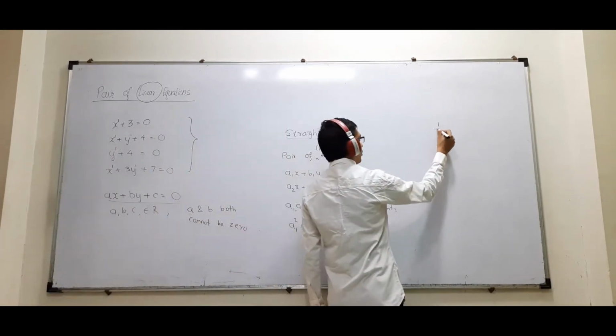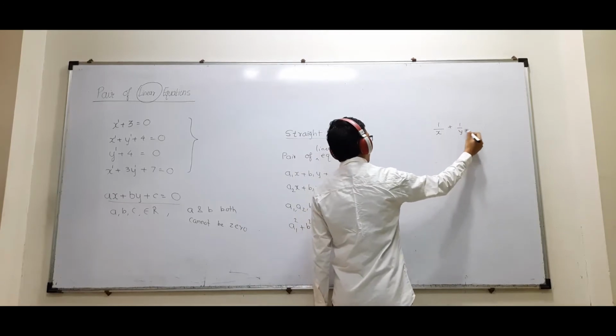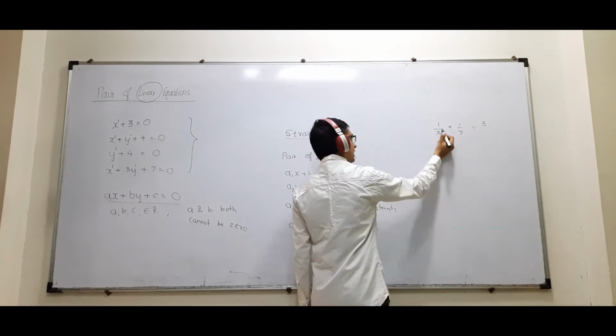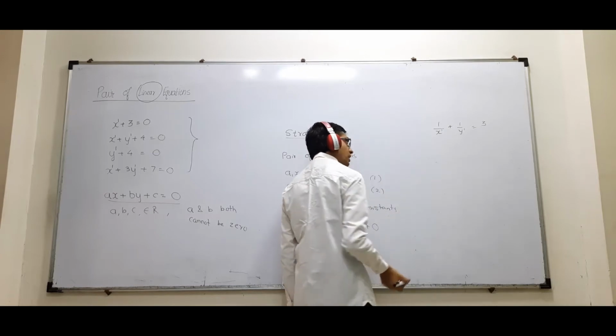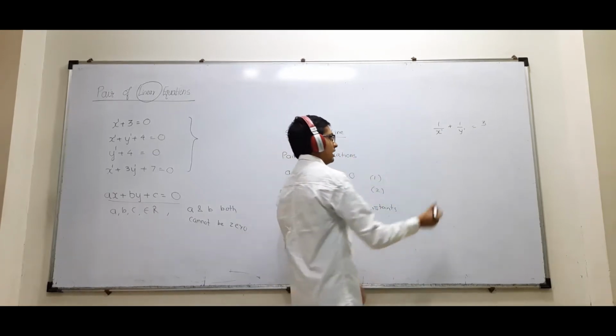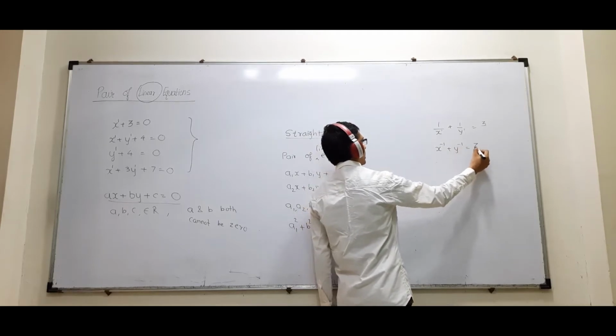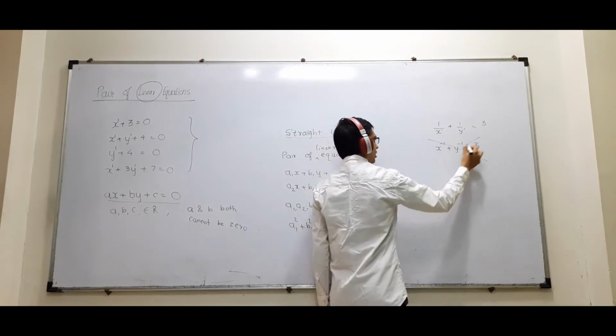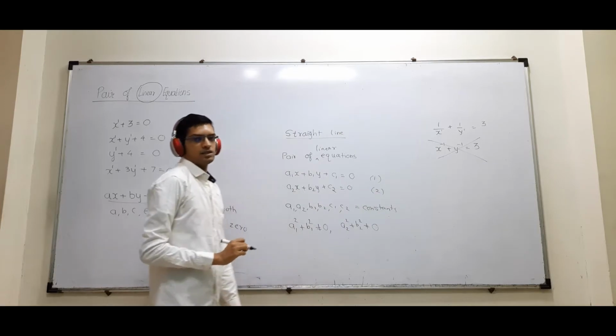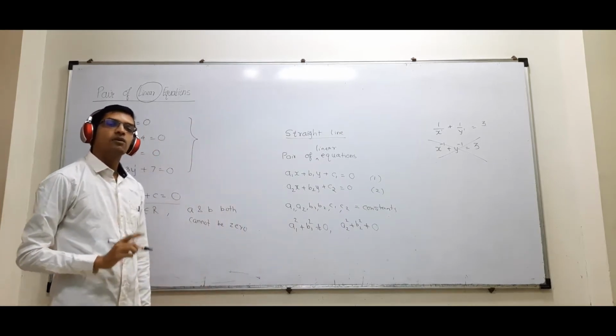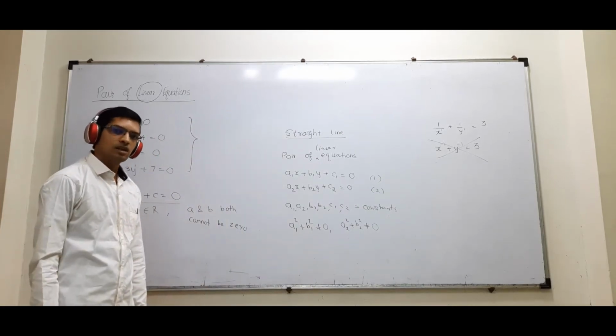If I say 1 upon x plus 1 upon y equal to 3, here the degree of x is 1 in denominator. If I take it in numerator, it will become x raised to minus 1, y raised to minus 1 equal to 3. So it is no more a linear equation. The highest degree should be 1 and rest should be 0.